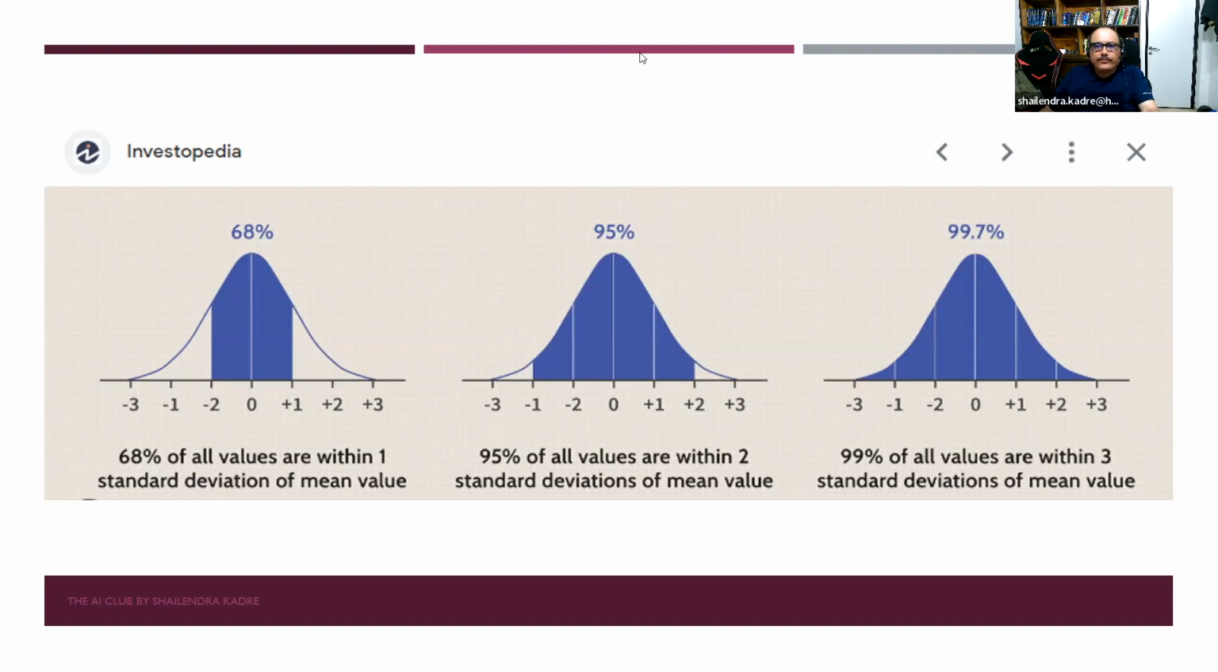Give me a minute. I will search for a numerical example of standard deviation and explain it. I will search on Google. Okay, so I got something here.